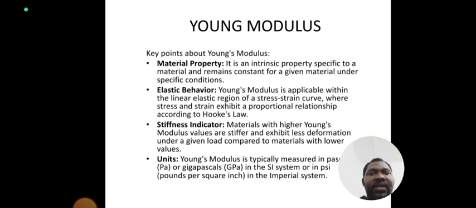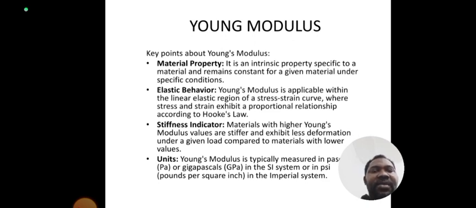Now, let's see some key points about Young modulus. The first is that it is a material property. It is an intrinsic property specific to a material and remains constant for a given material under specific conditions. So that means Young modulus is constant for each material. Each material has its stiffness.